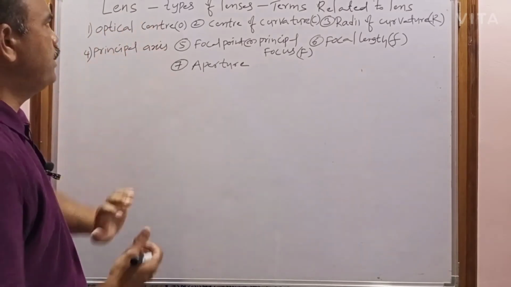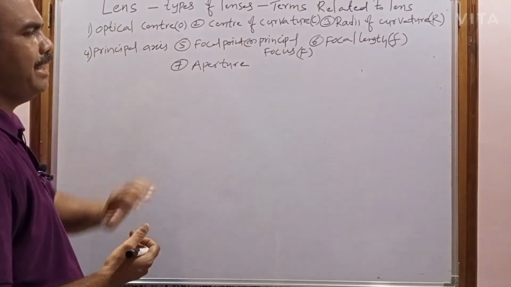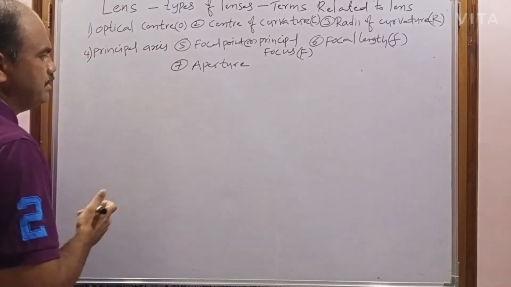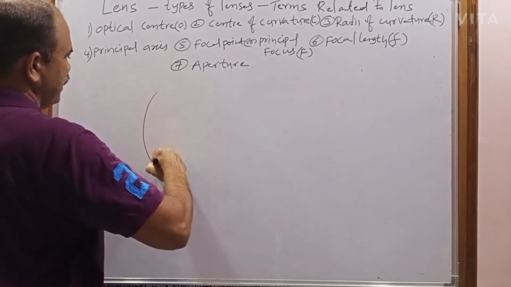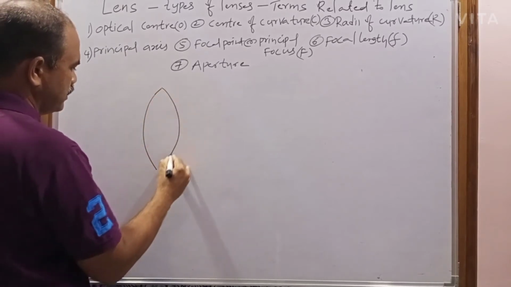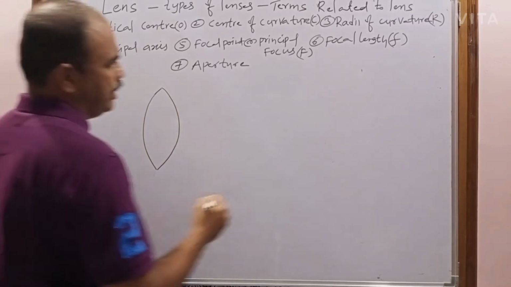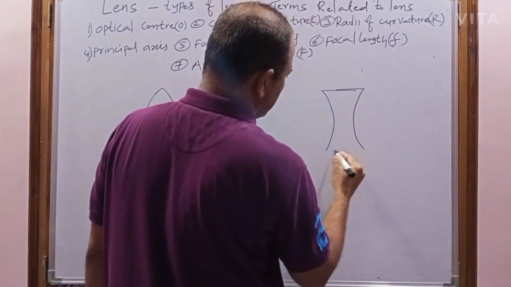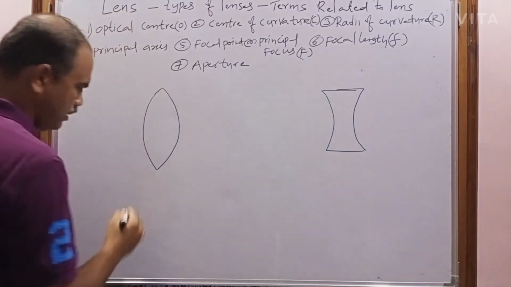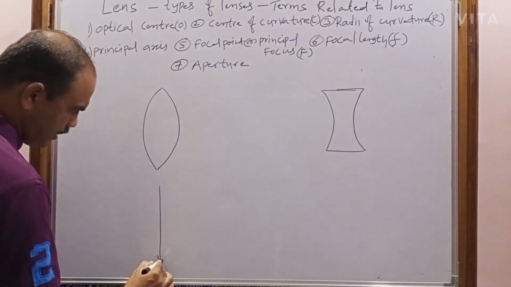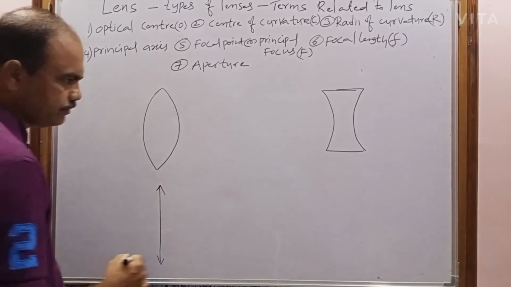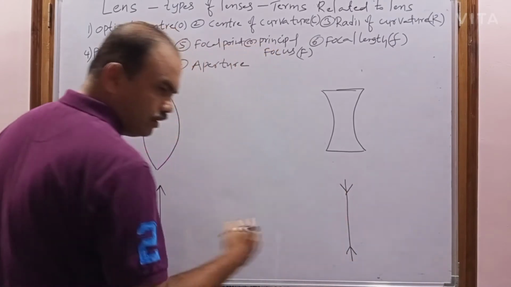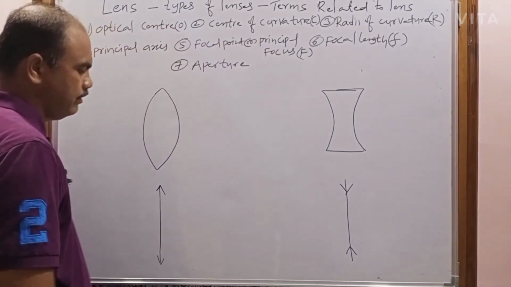Next, the first term is the optic center, or optical center. It is represented with the letter O. For example, consider this is a double convex lens, and this is a double concave lens. While drawing ray diagrams, they can be represented like this: this is the convex symbol and this is the concave symbol.